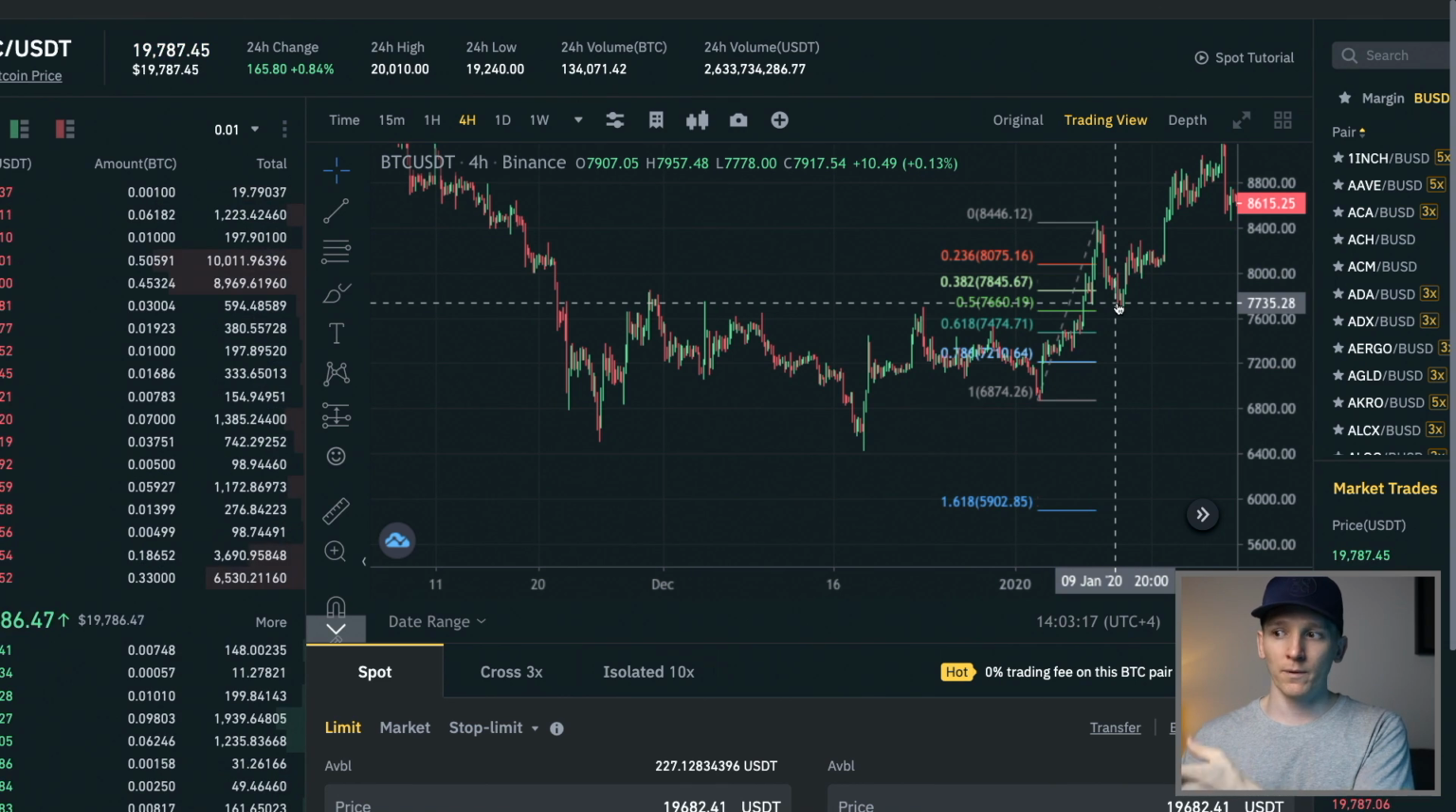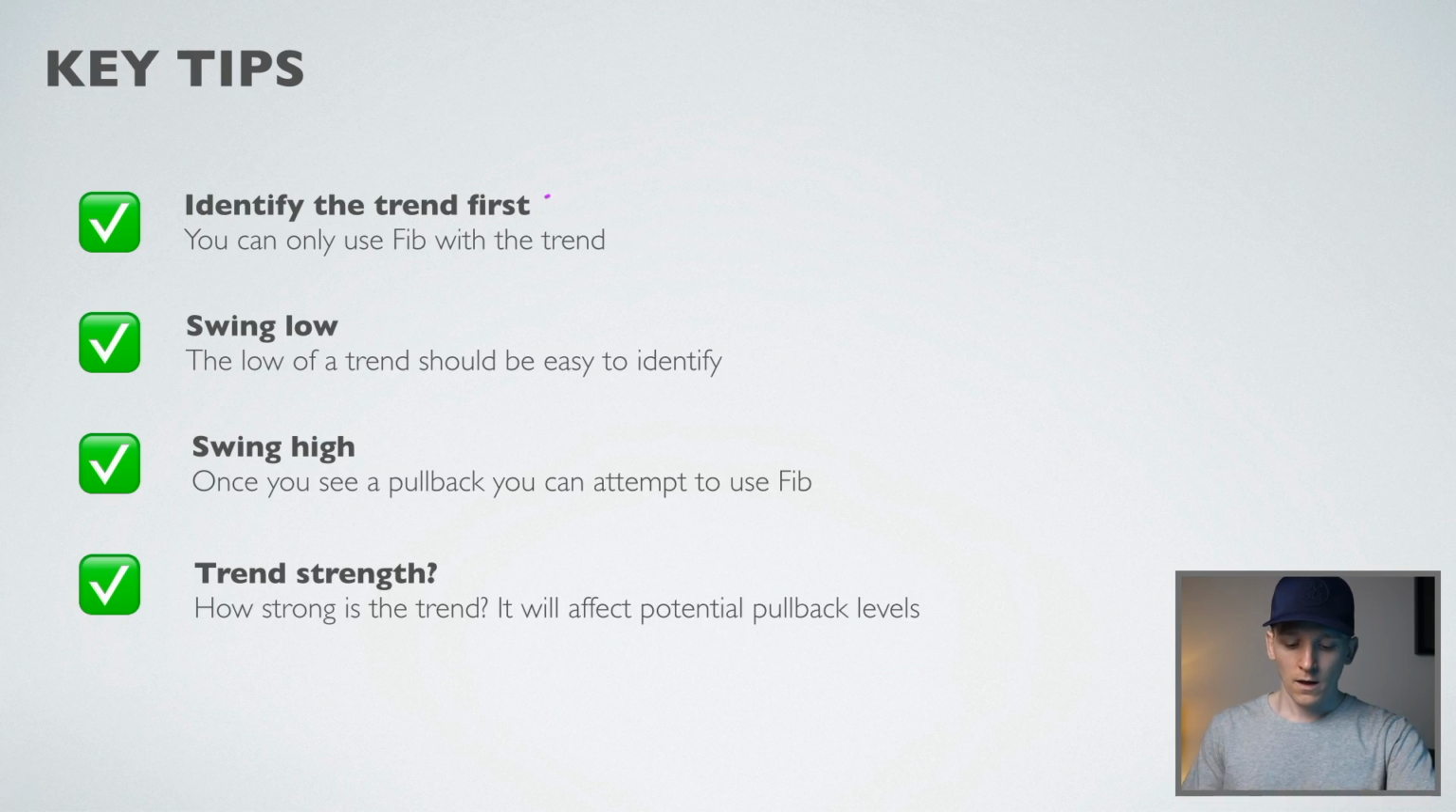Much better. It would have been a much better trade for us. Before we get into the trading strategy, here are some key tips that you might want to follow. The first one is identify the trend first. Not just the short-term trend, but the longer-term trend that you're in.